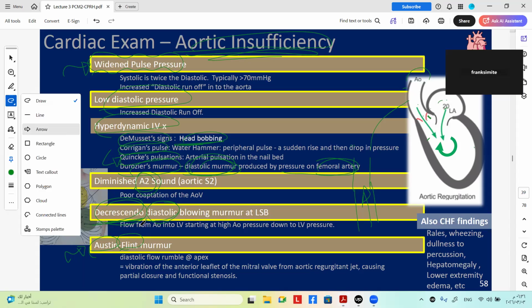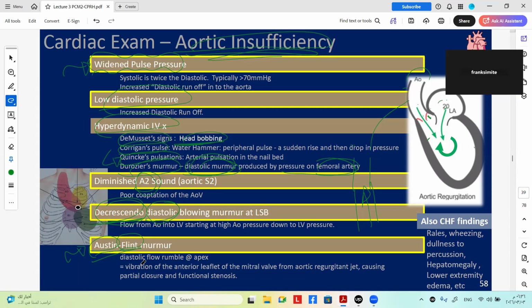Even though it's normal, it's called the Austin Flint murmur. It's a diastolic rumbling murmur. It's a mitral stenosis murmur. So you hear a mitral stenosis murmur and aortic regurgitation at the same time, or not at the same time, but you hear them both, or just one.